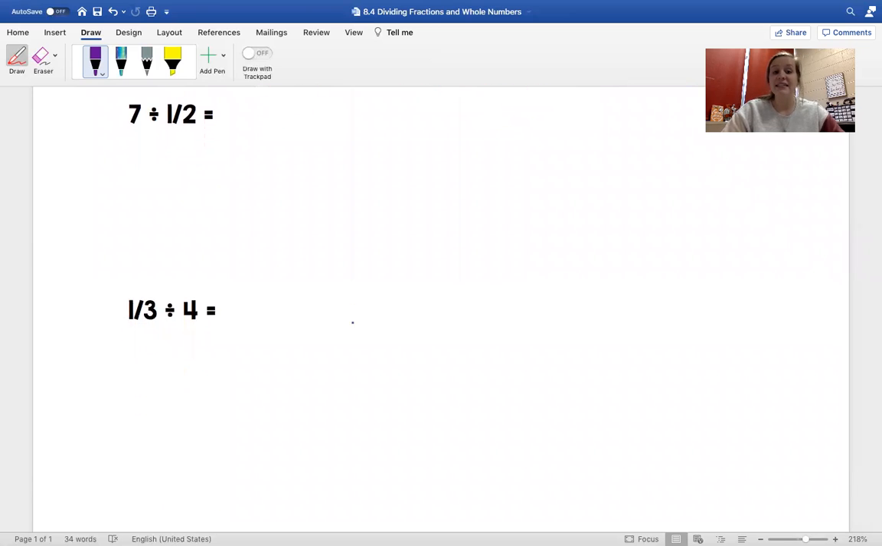Alrighty, we have 2 more to do together. We have 7 divided by 1/2. I'm going to keep my 7. I'm going to flip my 1/2, so that becomes 2. I'm going to change my division sign to a multiplication sign, and then I'm going to solve. And 7 times 2 is 14.